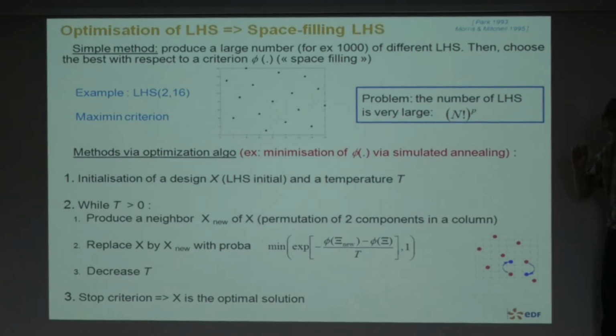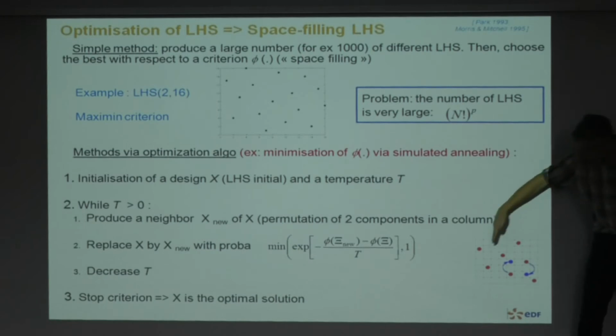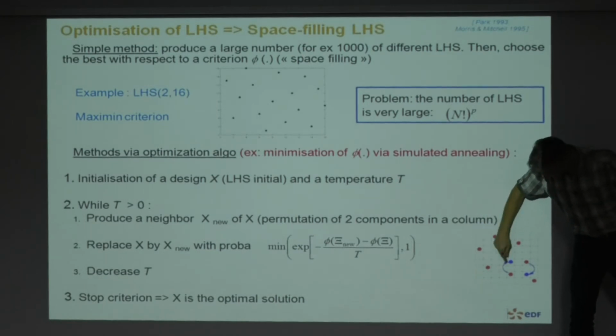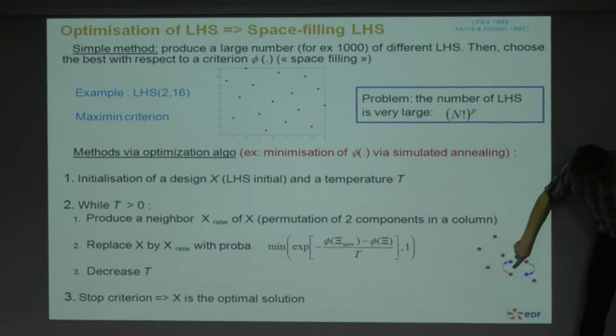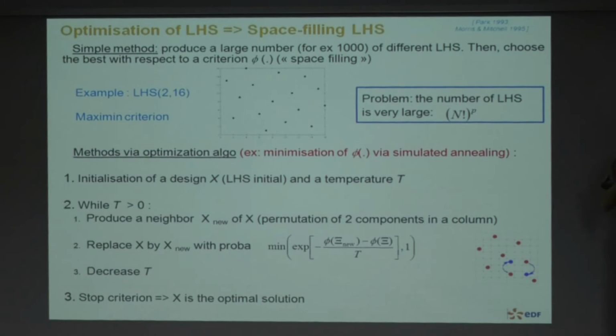two components of 2 points. So I choose one pair of points, and I choose this pair randomly. I choose one coordinate randomly, so this one. And so I exchange, you see, the coordinate of this with the coordinate of this, and the coordinate of this with the coordinate of this. So it's a very little perturbation, and I recompute my criterion phi.